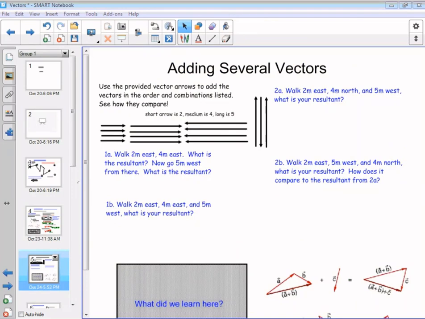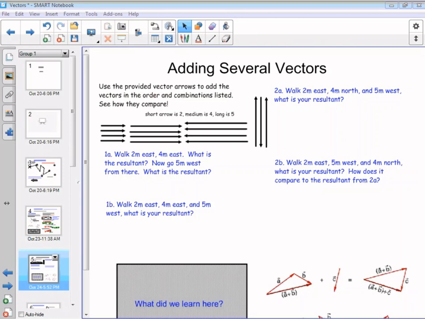Okay, so adding several vectors. Oh, look, another volunteer. Use the provided vector arrows to add the vectors in the order and combinations listed. See how they compare. For clarification purposes, the short arrow is 2, the medium is 4, the long is 5. So, volunteer, please. Are you volunteering?